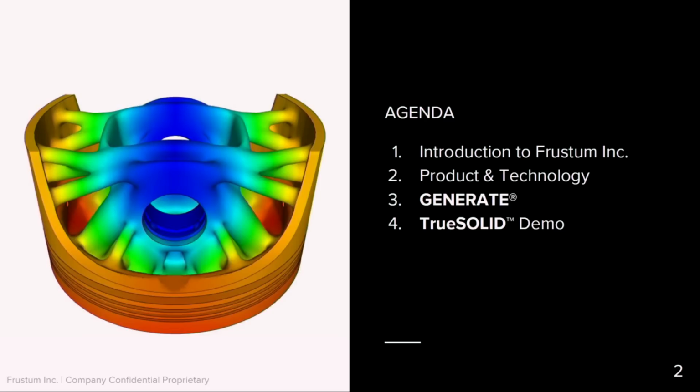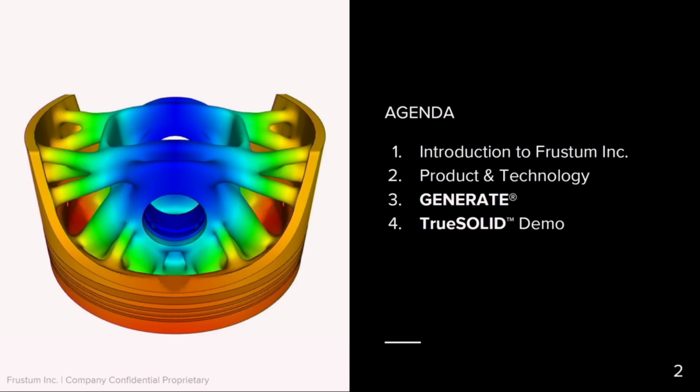So I'm just going to walk through some slides really quickly to tell you more about our company, Frustum, Inc., and then talk about our products and technology and give you, with as much time left as I have, a couple of demos. The demos will be about our own web application called Generate, which allows you to do CAD agnostic topology optimization. It's a very easy to use application, which we are constantly updating. And then TrueSolid, which is our proprietary geometry kernel, which we built in-house and have been working on since our inception, which was in 2013 in New York.